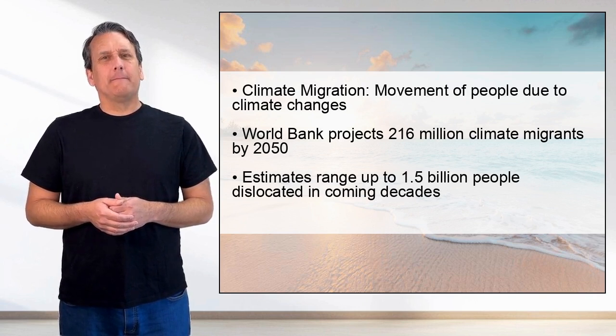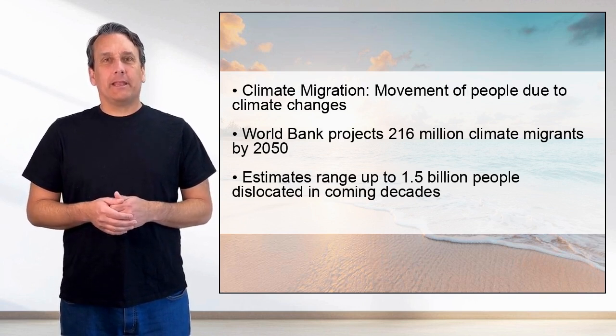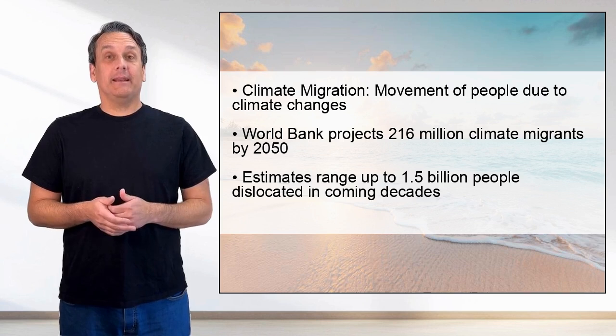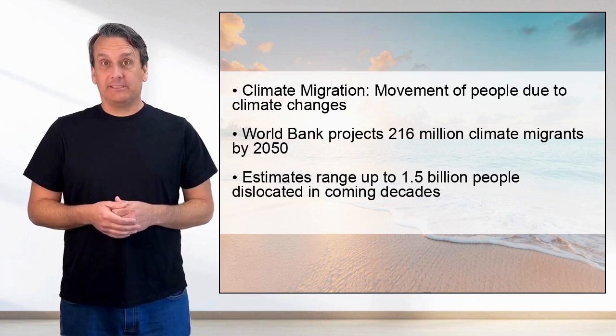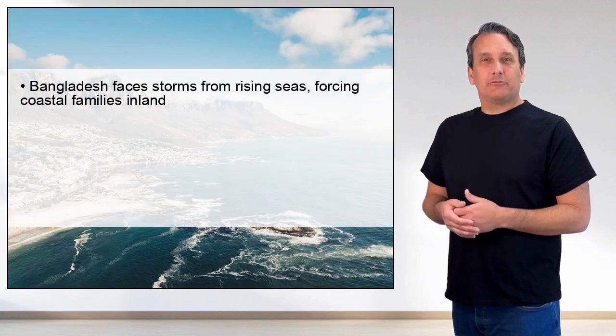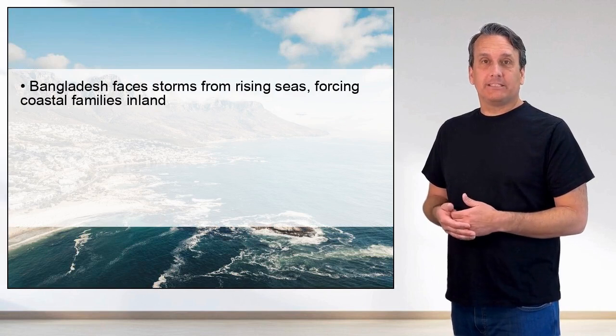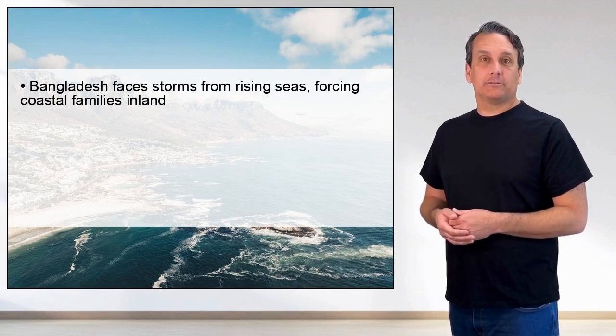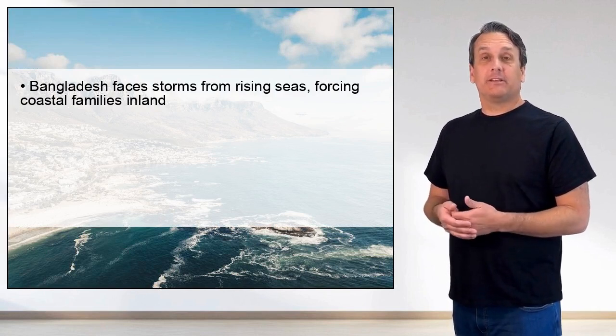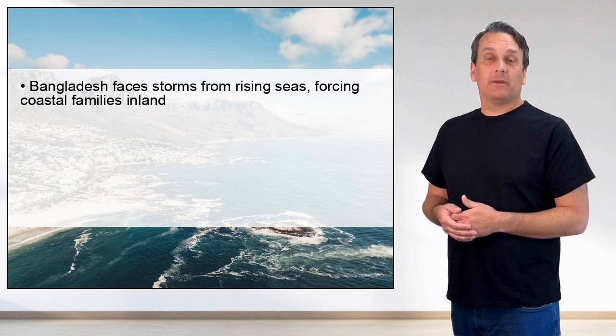These movements have profound implications for societal stability and the management of resources as communities and governments adapt to these changes. To illustrate, consider Bangladesh, a country facing frequent and intense storms due to rising sea levels and warmer temperatures. In coastal regions, such as the Sundarbans, families are already experiencing loss of land and homes, pushing them to move inland.